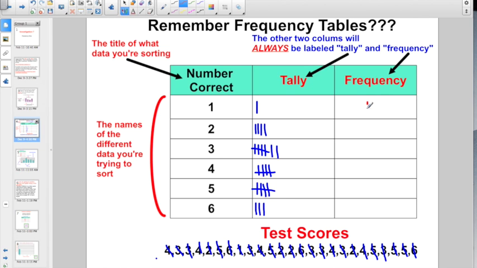So one person got 1 right on the test. It happened 1 time. 4 times somebody got 2 right on the test. 7 times somebody got a 3. 5 people got 4 right. 5 people got 5 right. And 3 people got 100%, all 6 questions right. So this part is review, just remembering how to make frequency tables.